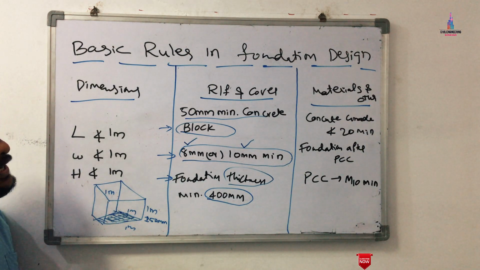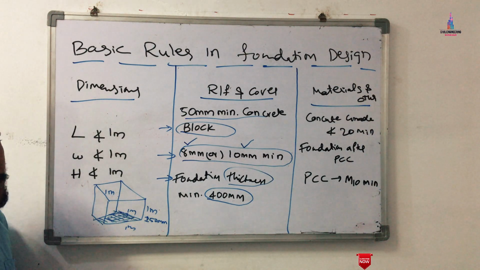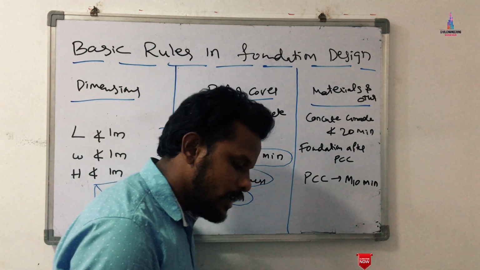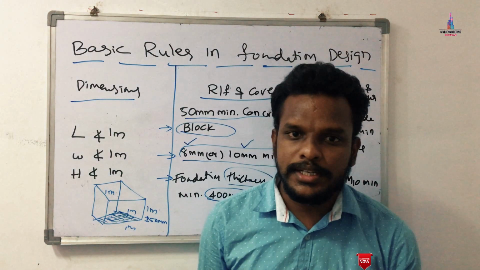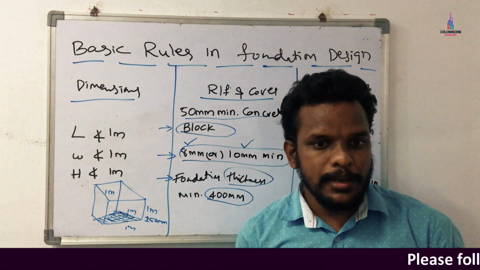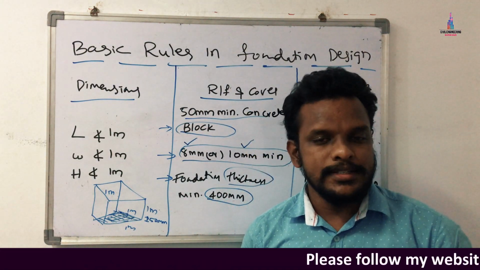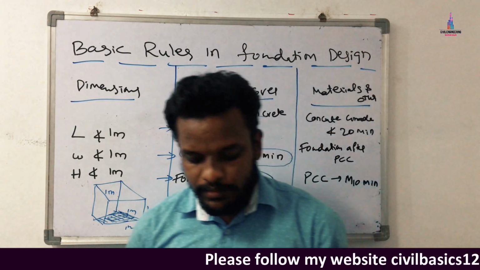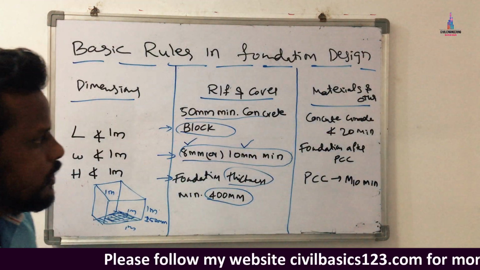The next one is materials and other properties. Materials means the grade of the concrete and grade of the steel we need to use for the foundation design. For the building design section, we will use M20 or M15 grade concrete under consideration. These values will be helpful for the ground floor or G+1 building.